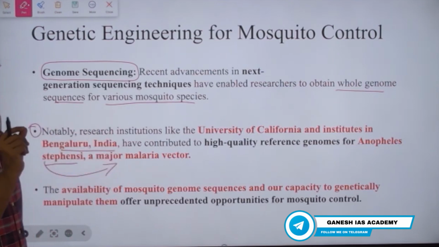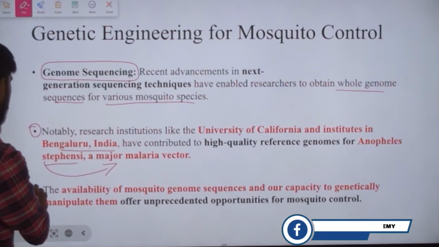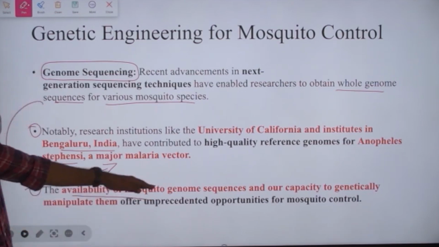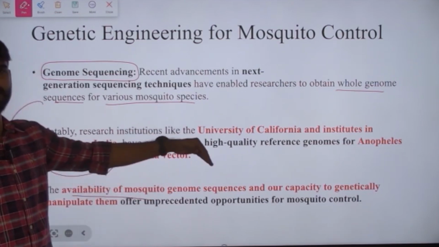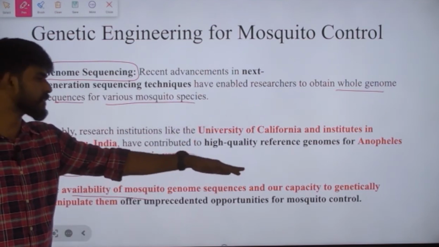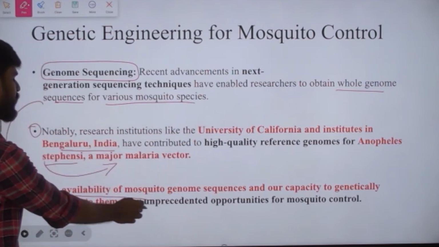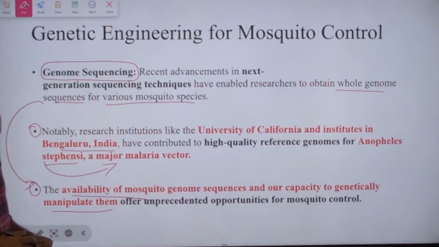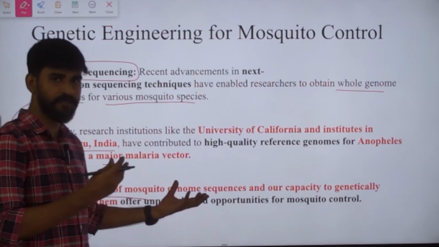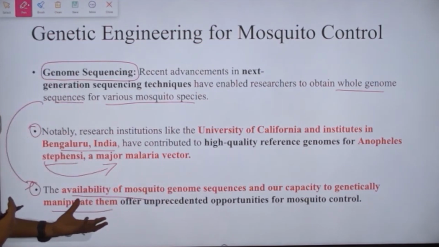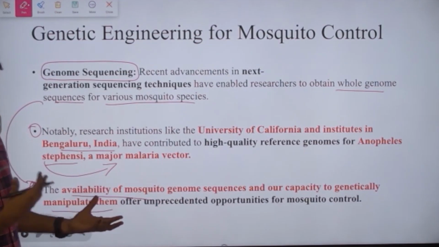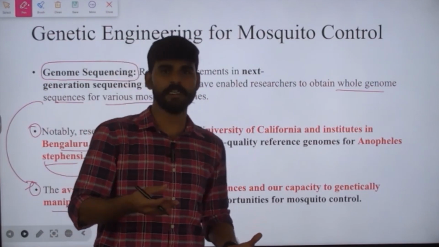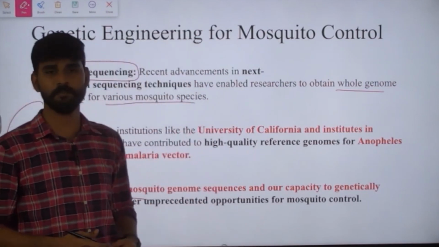Okay, so such details are also important, and this point is linked here, that is, the availability of mosquito genome sequence and the researchers' capacity to genetically manipulate them offer unprecedented opportunities for mosquito control. So we have genome sequences and we have the capacity to manipulate them. We have this capability to manipulate it genetically. So that is how they are going to control this mosquito.